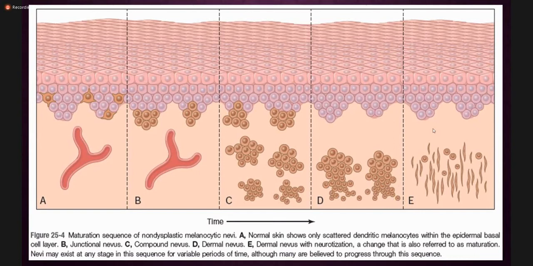As further time passes, the dermal nevus undergoes a process called neurotization, a change that is referred to as maturation. So these dermal nevus cells mature over time and acquire some properties known as neurotization. They undergo some neuronal differentiation. So the first step is a junctional nevus. As time passes, it becomes a compound nevus with both junctional and dermal components, then further matures into a dermal nevus, then further matures into neurotization.